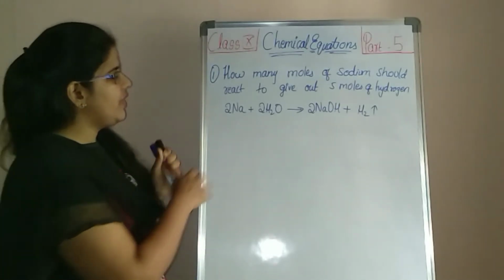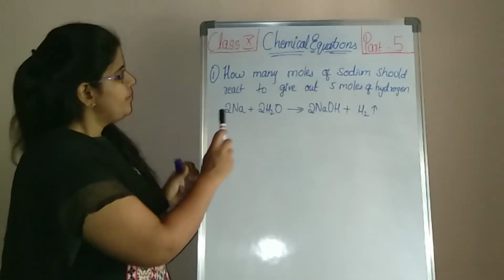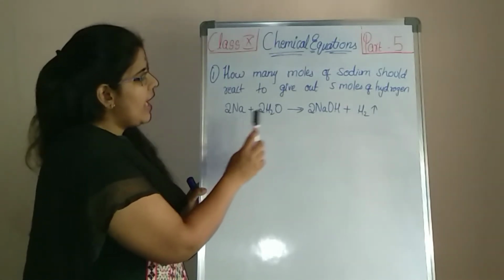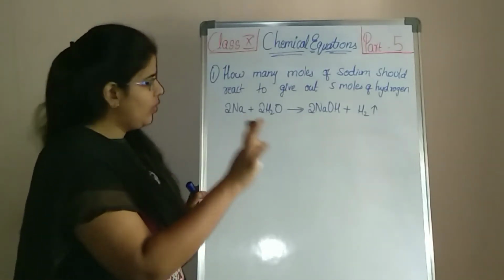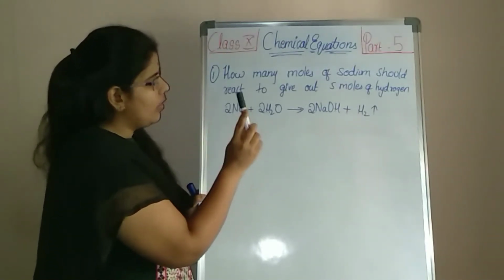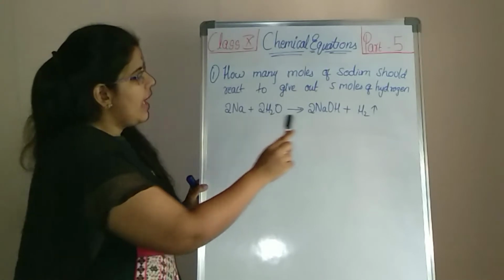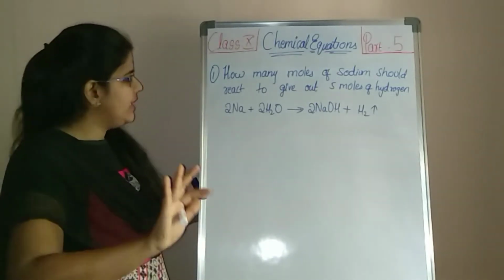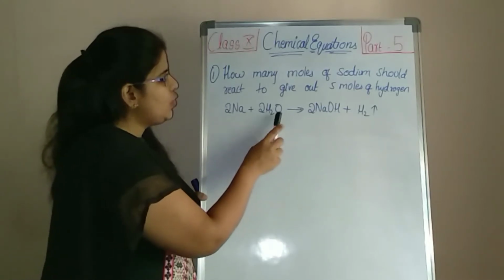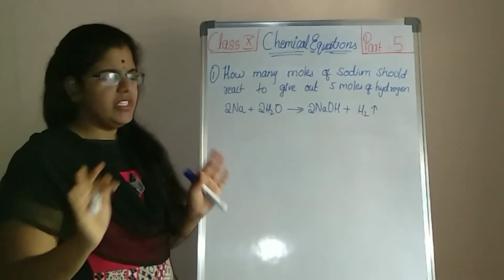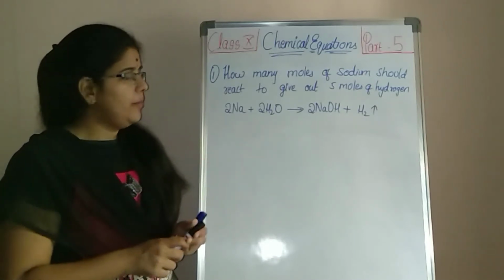So let us see whether the equation is balanced or not. On the reactant side 2 sodium, 2 Na, and on the product side also 2 Na. Sodium is balanced. And here 2 into 2 is 4, so 4 hydrogens, and here 2 hydrogens plus 2 hydrogens, so 4 hydrogens. It is also balanced. And here 2 oxygens, 2 oxygens. So the given equation is a balanced equation, so that is not having any problem.